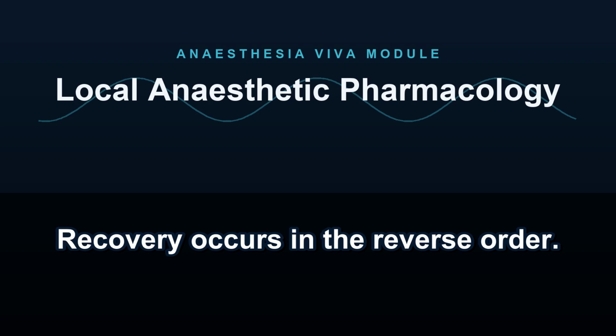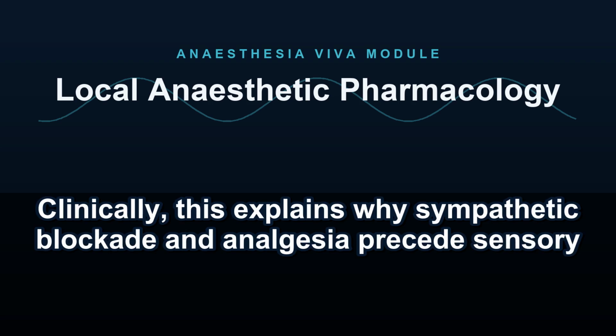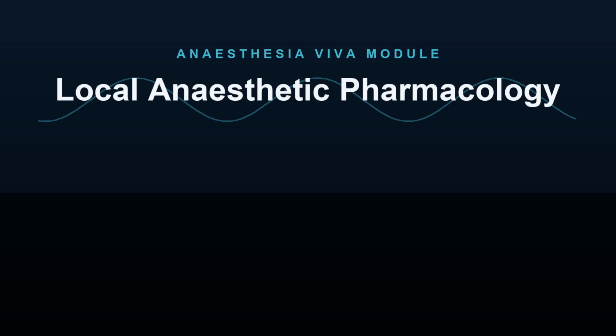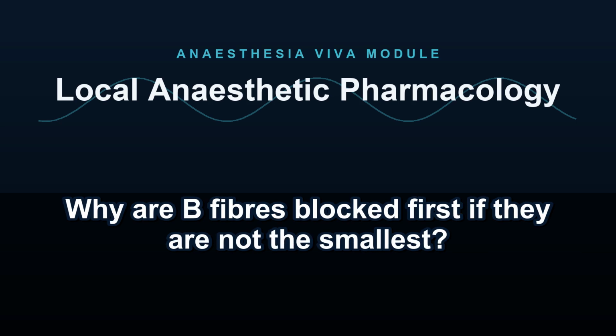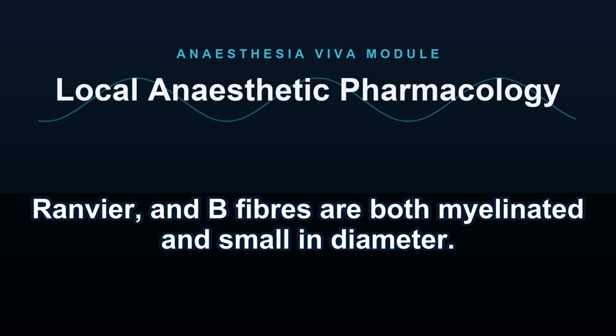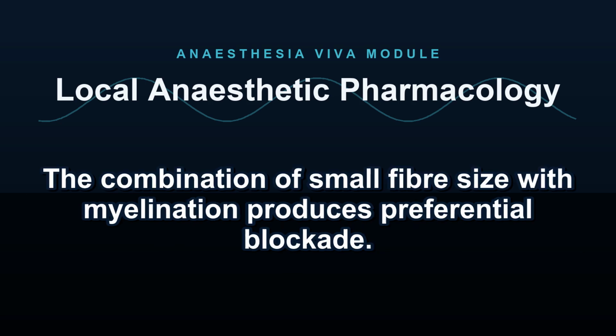Recovery occurs in the reverse order. Clinically, this explains why sympathetic blockade and analgesia precede sensory and motor loss, and why motor function returns before sensation. Why are B fibers blocked first if they are not the smallest? Because myelination concentrates the local anesthetic effect at the nodes of Ranvier, and B fibers are both myelinated and small in diameter. The combination of small fiber size with myelination produces preferential blockade.